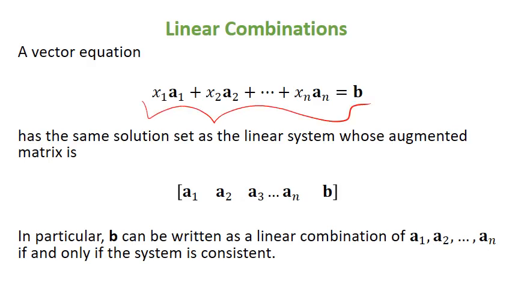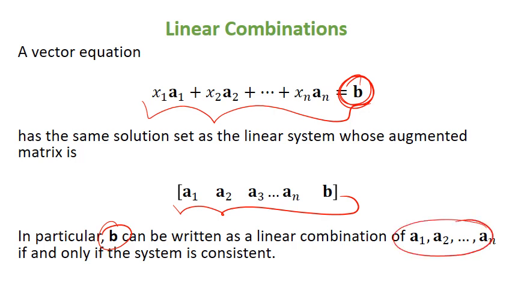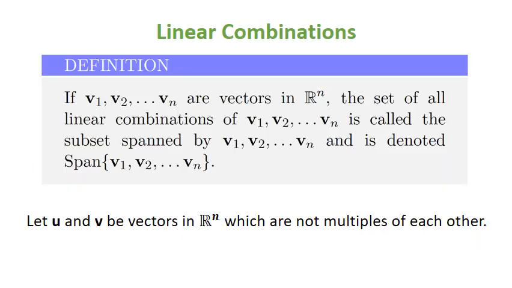This vector equation, which is kind of what we had before, has the same solution set as a linear system whose augmented matrix is this. In particular, B can be written as a linear combination of vector 1, vector 2, and so forth, if and only if the system is consistent. So we have a definition, which is here. And there is something new, and that is this. It's called a span.